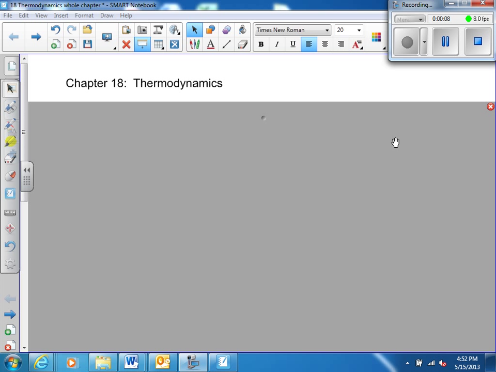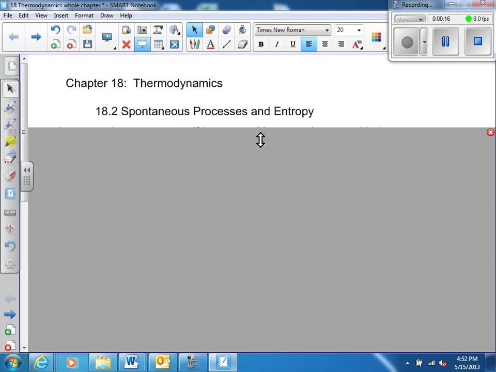Thermodynamics. That sounds very similar to Chapter 6, Thermochemistry. But now we're not just chemical, we are dynamic. Okay, don't worry about 18.1. Short little paragraph, not important.